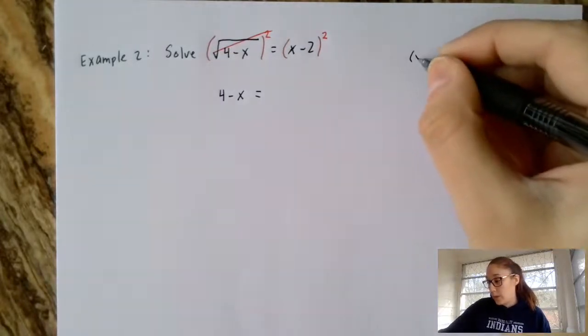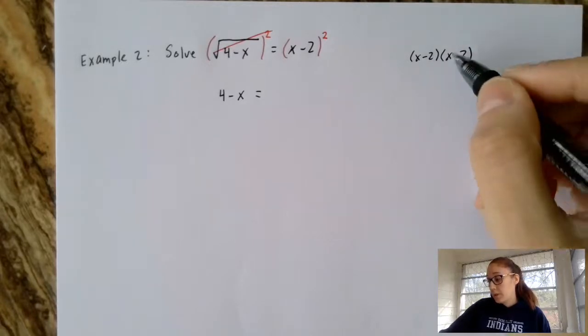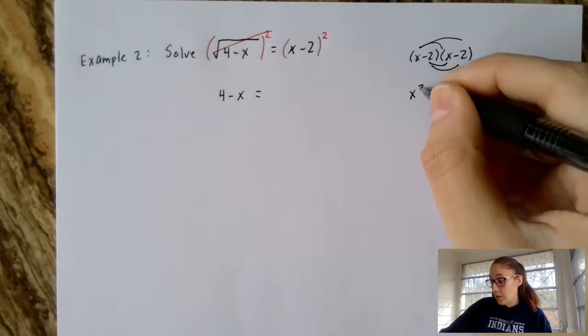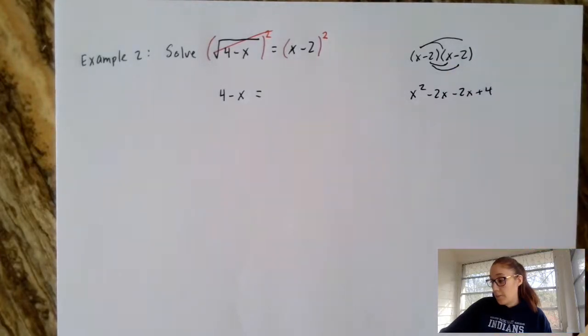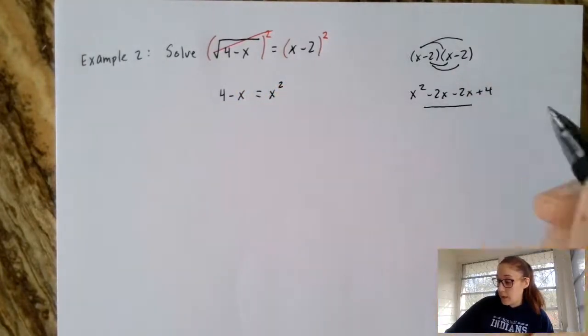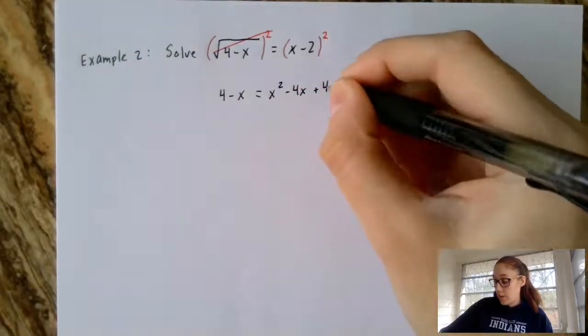So if you want to quick do that, maybe you remember the shortcut. If you do, that's great, but we're just going to distribute here, right? And we're going to get x squared minus 2x plus 4. So we end up with x squared, we can combine these like terms, minus 4x plus 4.